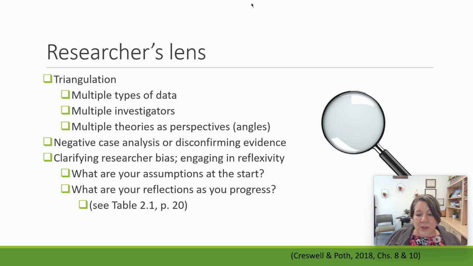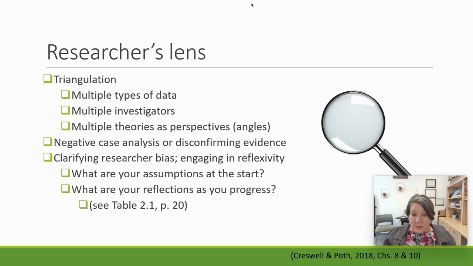Another way that researchers use their lens to prove trustworthiness is to clarify their own researcher bias through reflexivity. You might remember in the article that we read last week, the Nirmal article, that they engaged in reflexivity and said, here's our point of view. Here's where we're coming from. Here's our experiences with this particular topic. And we're going to try to bracket that and set that aside so that we can then talk about this data from as unbiased a perspective as we're able to.